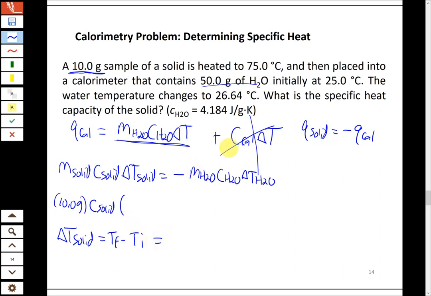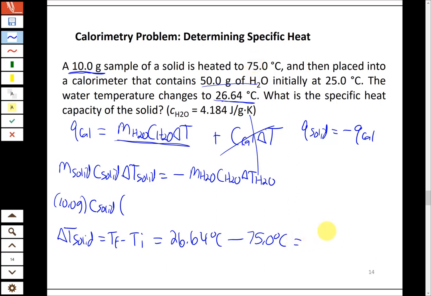So the final temperature for both is 26.64 degrees Celsius. So that's our final temperature. That's when the heat is no longer transferring. And the initial temperature for the solid is 75 degrees Celsius, because that's where it was starting out at a higher temperature.